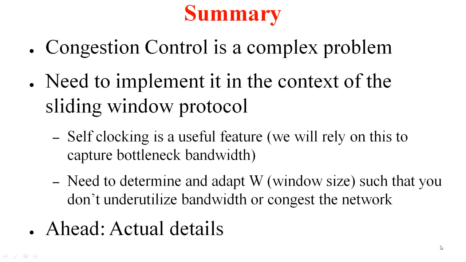So to summarize, congestion control is a very complex problem. We need to implement it in the context of the sliding window protocol. And we have seen that self-clocking is a very useful feature which we are going to use to capture the bottleneck bandwidth. We also need to determine and adapt this window size such that not only don't you underutilize the bandwidth, but also that you don't congest the network. The actual details are up ahead in other videos.